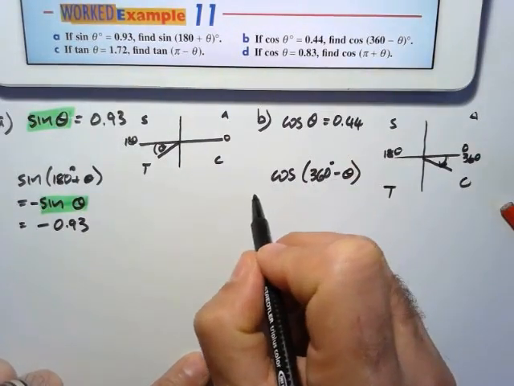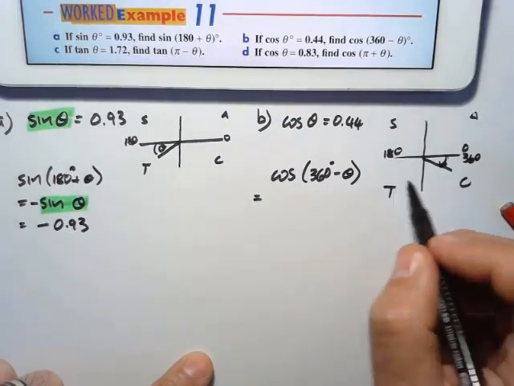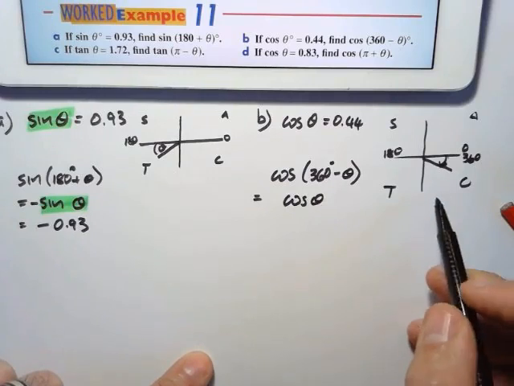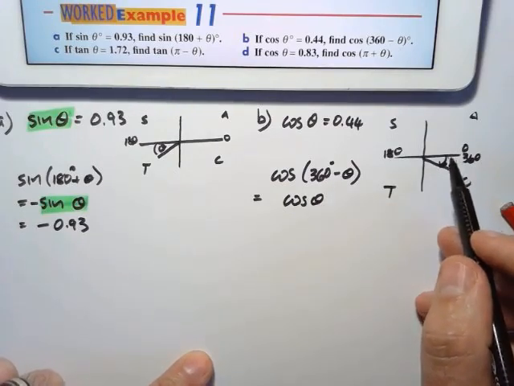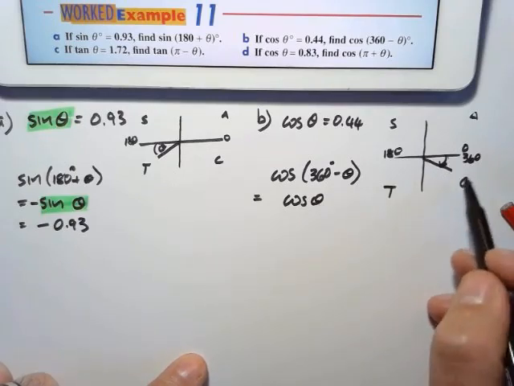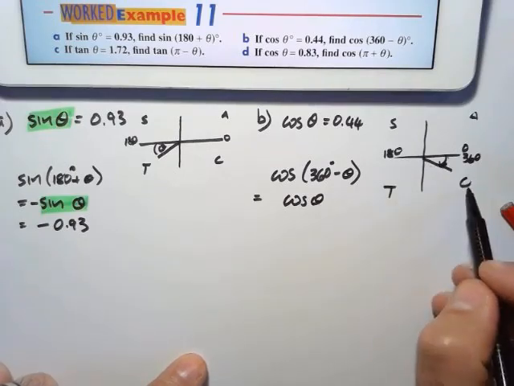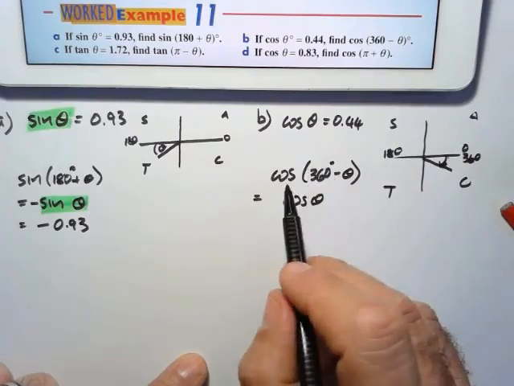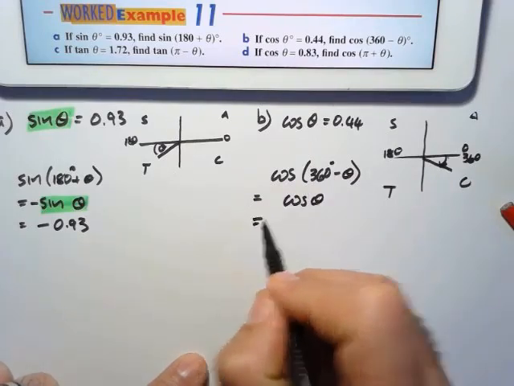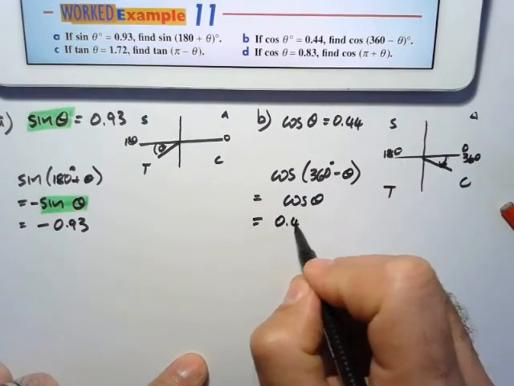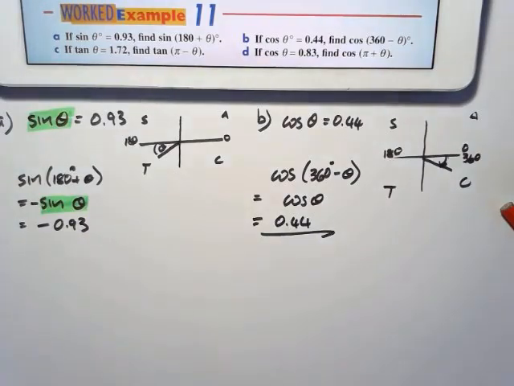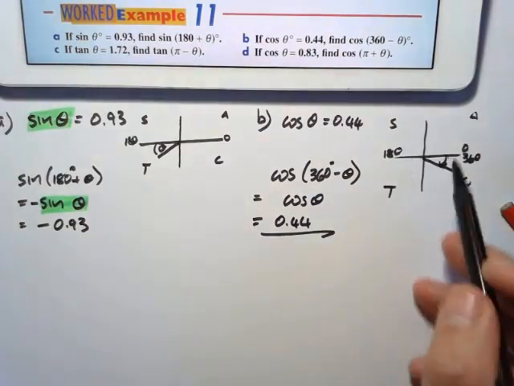The cos of 360 minus theta will be the same as the cos of theta. I'm working from my x-axis, so it's the cos of theta, and I just have to look at the sign. In my fourth quadrant, where this line is, cos is positive, so the cos of 360 minus theta will be exactly the same as the cos of theta, will be exactly 0.44. So that is your answer. You need to have this.